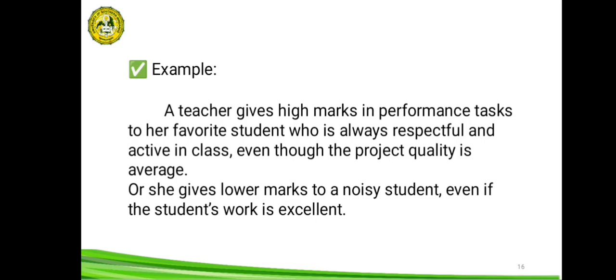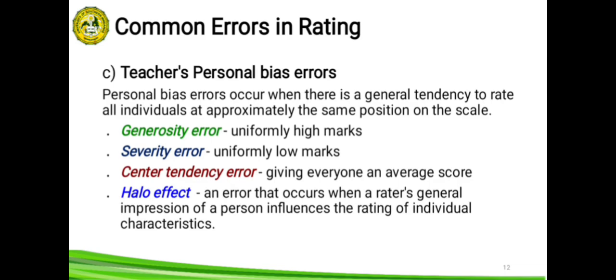Example, a teacher gives high marks in performance tasks to her favorite student who is always respectful and active in class, even though the project quality is average, or she gives lower marks to a noisy student, even if the student's work is excellent. In summary of personal bias errors, it happens when emotions or personal impressions affect grading decisions. When teachers are too kind, too strict, too safe, or too impression-based, the results become unfair and unreliable. That's why teachers must use clear rubrics, objective criteria, and blind scoring if possible to ensure fairness.